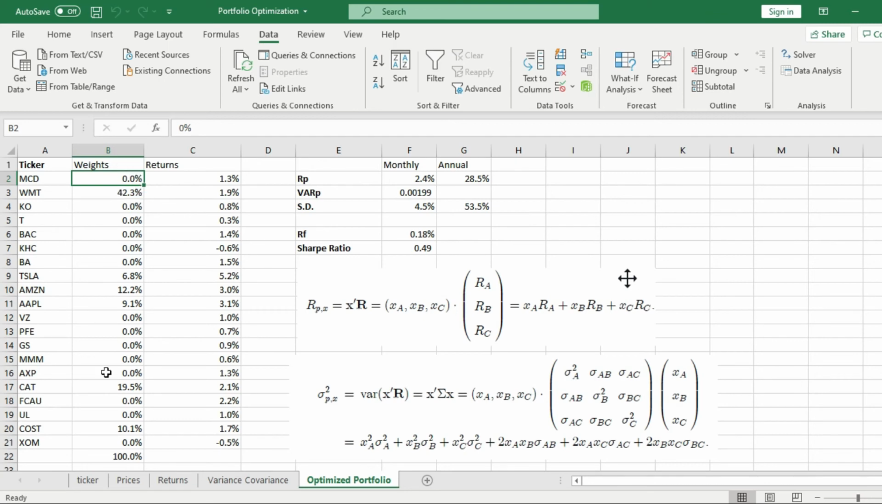You can see that the Sharpe ratio of our optimal portfolio is 0.49. And I think that the Sharpe ratio of the equal weight portfolio was 0.26. So you can see a relevant increase in the Sharpe ratio. With this, we are finishing this lecture.